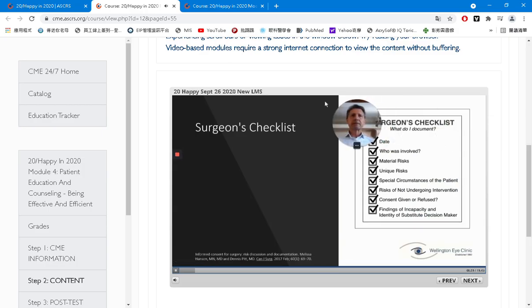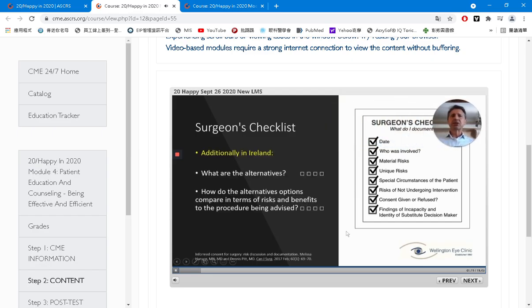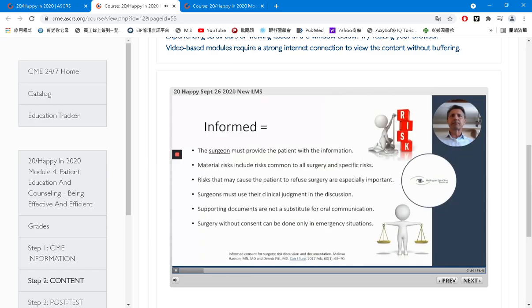The surgeon's checklist must at least document the date, who is involved, material risks, unique risks, special circumstances of the patient, risks of not undergoing intervention, consent given or refused, and findings of incapacity, and identity of substitute decision makers if required. In Ireland, there are additional requirements. What are the alternatives, and how do the alternative options compare in terms of risks and benefits to the procedure being advised? Informed consent means that the surgeon must provide the patient with the information.